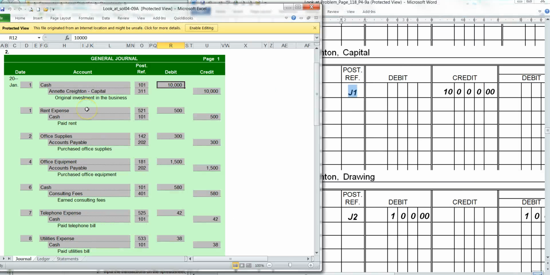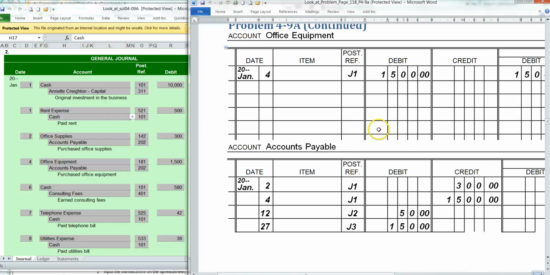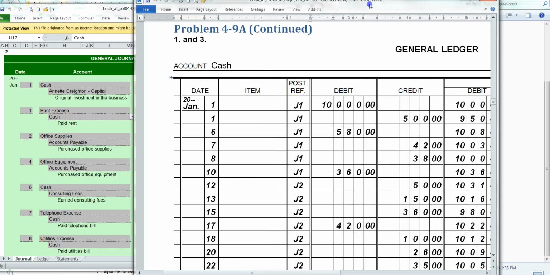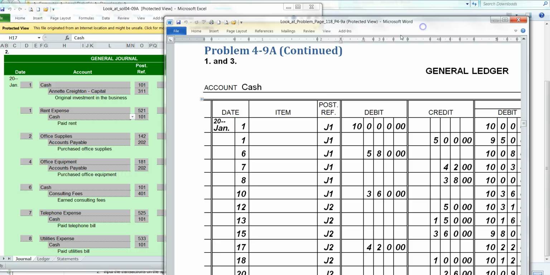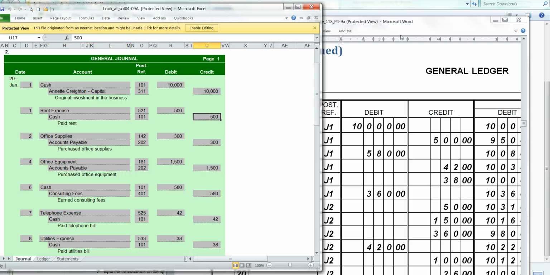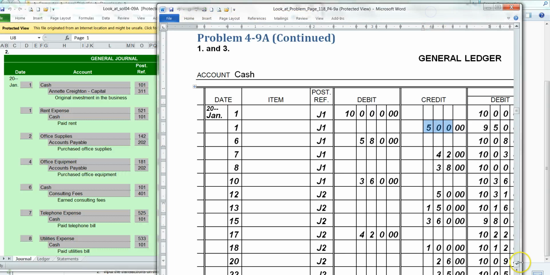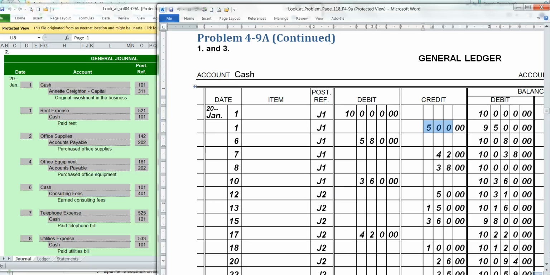So again, now transaction 2, rent expense and cash. We'll start with the cash account because we know exactly where it is. And here you'll notice we credit cash by 500, still on journal page 1. Now, a credit decreases our account balance. So we started with 10,000 and now we have 9,500.